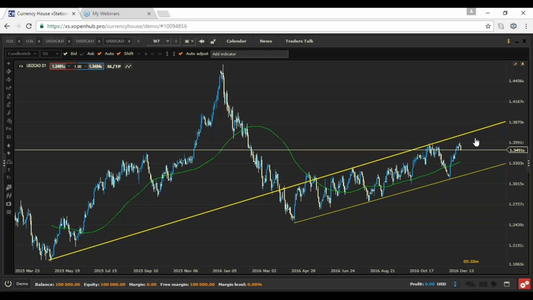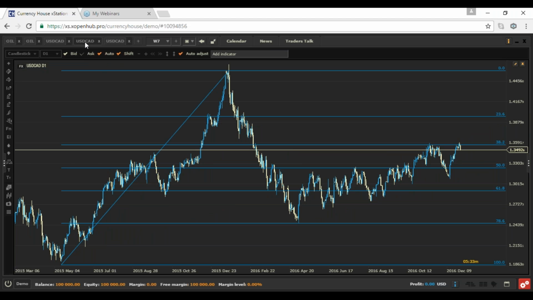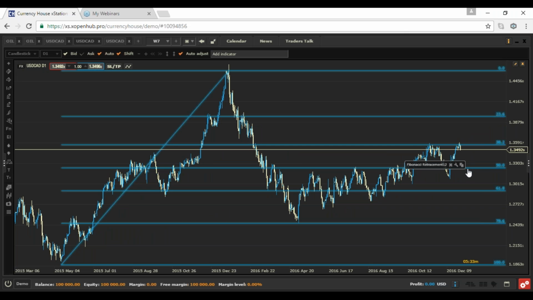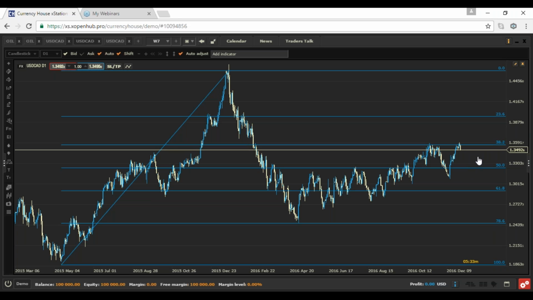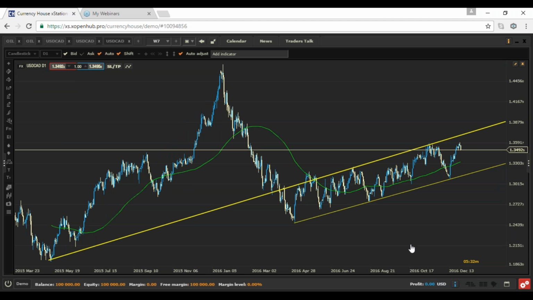And we can see possible tests of this line in the very nearest future, but with a possible pullback to this level, something like 1.3280, before we have a third attempt to break this level of 36, and before we have a sustainable breakout. Let's try to understand the fundamentals of this pair. Let's talk about the outlook of the Canadian economy.